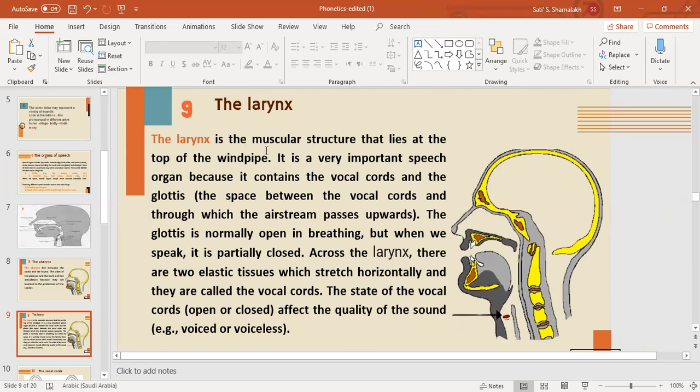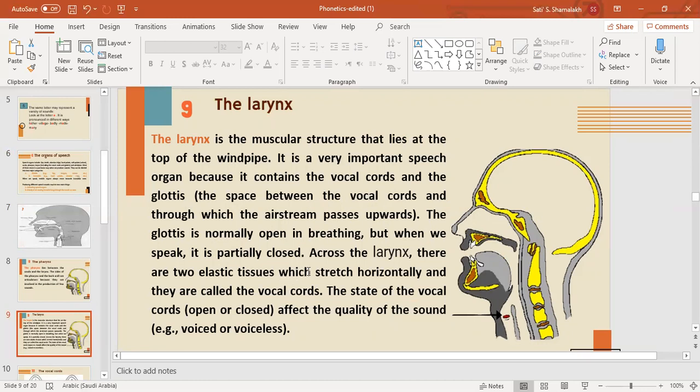What is the larynx? The larynx is the muscle structure that lies at the top of the windpipe, في قمة القصبة الهوائية. شوفوا الفراغ المنخفض هذا اللي في قاع الرقبة، this is the larynx. It is a very important speech organ because it contains the vocal cords and the glottis. The glottis means the space between the vocal cords, through which the air stream passes upwards.